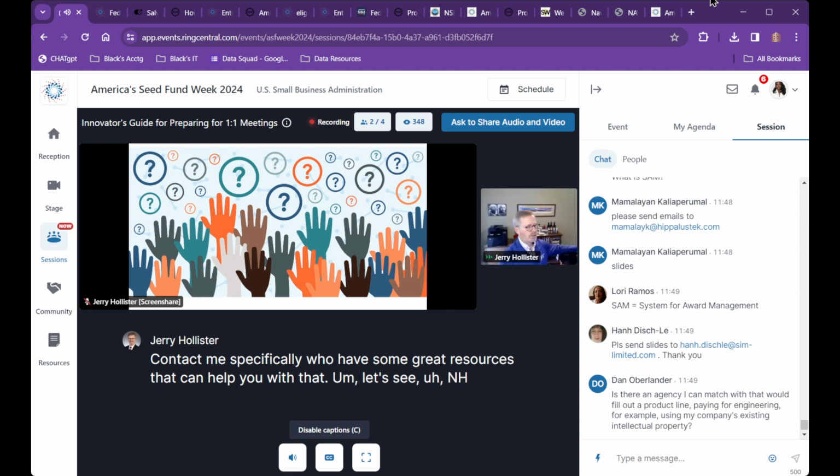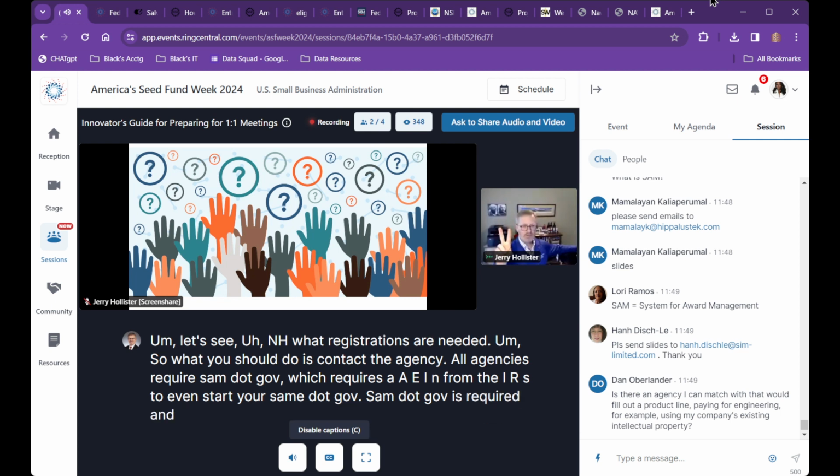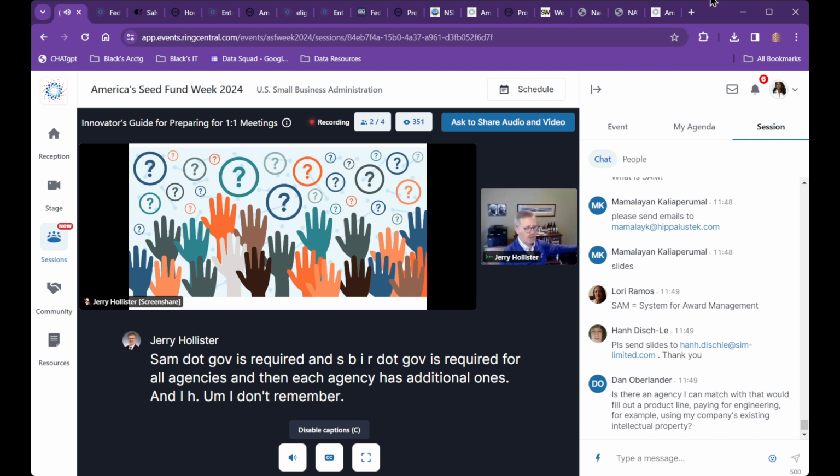NIH, what registrations are needed? So what you should do is contact the agency. All agencies require SAM.gov, which requires an EIN from the IRS to even start your SAM.gov. SAM.gov is required, and SBIR.gov is required for all agencies, and then each agency has additional ones. NIH, I don't remember off the top of my head. You have to look. Contact them.